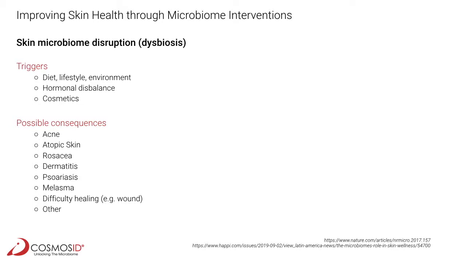Disrupting the skin microbiome, also referred to as dysbiosis, has been associated with unhealthy changes in diet, lifestyle, or environment, with, for example, hormonal imbalances, or the use or overuse of certain products. And possible consequences associated with dysbiosis have been acne, atopic dermatitis, psoriasis, and many other conditions.